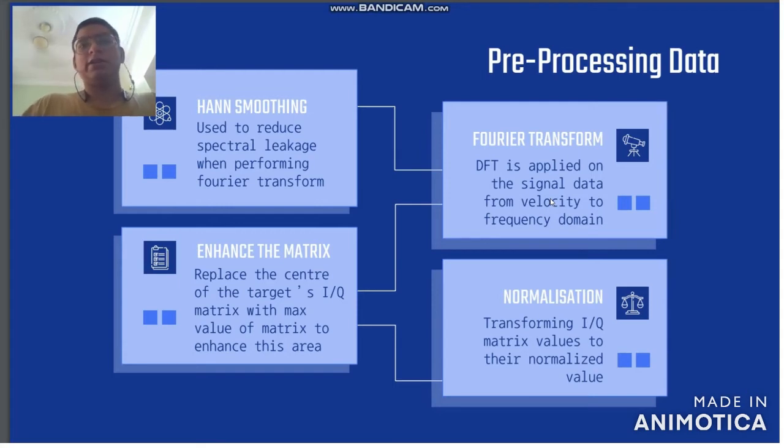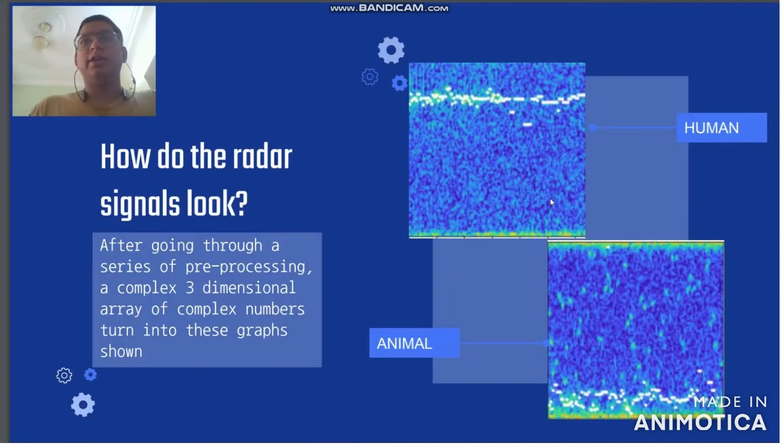In this case, we applied a discrete Fourier transform, and after the Fourier transformation, we wanted to enhance the matrix. So the center elements of the matrix were replaced with the largest values of the matrix. And after that, the complete matrix is normalized. Finally, we have our data, which upon plotting will be represented in this way.